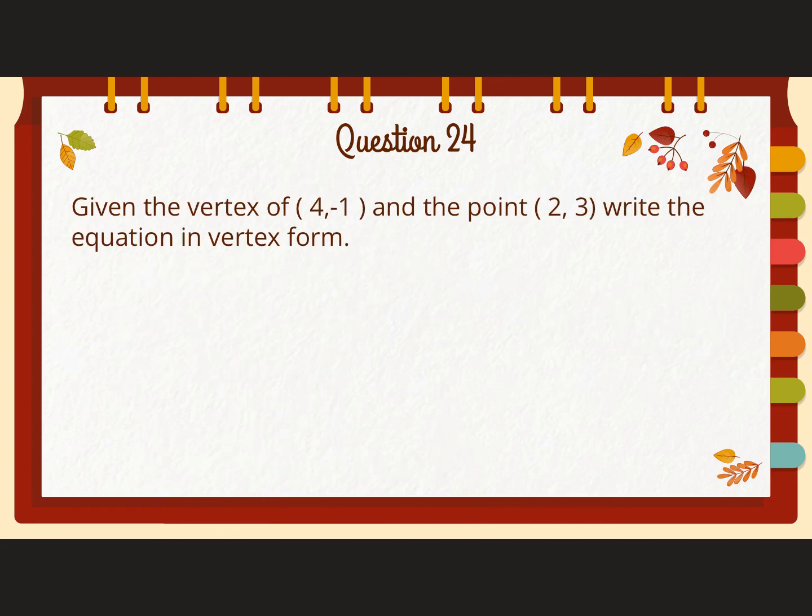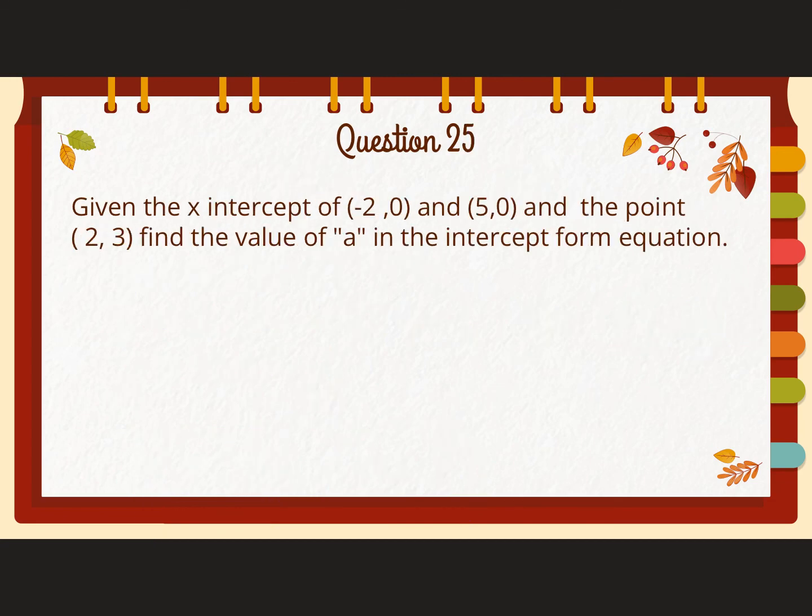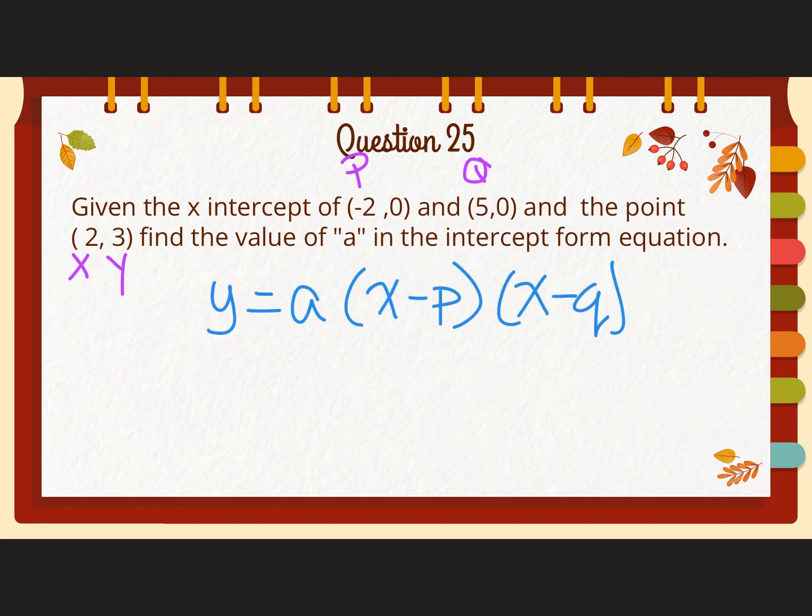One more. I'm just going to set you up for this one. We're not going to do it completely because it works the same way. You get an x-intercept, you get both of them, so p and q, and you have the point x, y. You use your intercept formula where you plug in all your info. So 3 is equal to y. We don't know what a is, but we know x is 2, and we know our p is a -2. So 2 negatives give you a positive, and 2 minus 5.